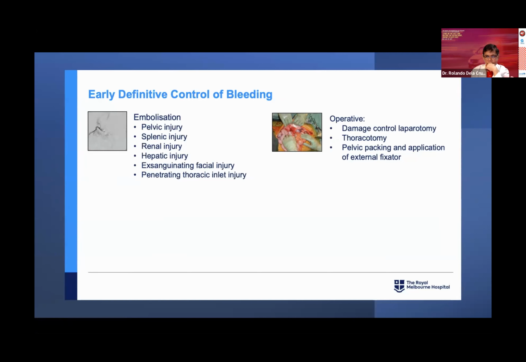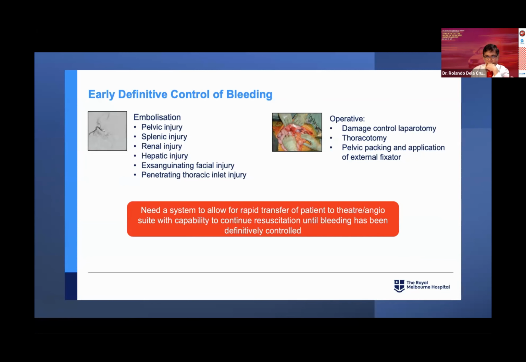Irrespective of what resources you have available in your centre, there does need to be some system to allow for rapid transfer of the patient to, whether it's the theatre or the angio suite or the hybrid suite if you're very lucky, to continue the resuscitation and also to control the bleeding. So even if it is simply just to the operating room, having a system in place to allow the rapid transfer of that patient once it's acknowledged that they are continuing to bleed is really important.